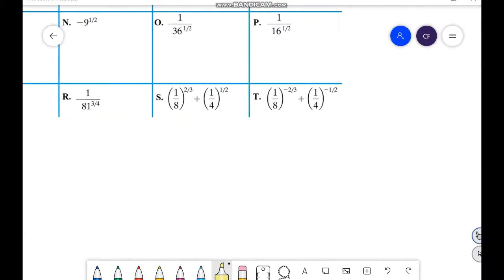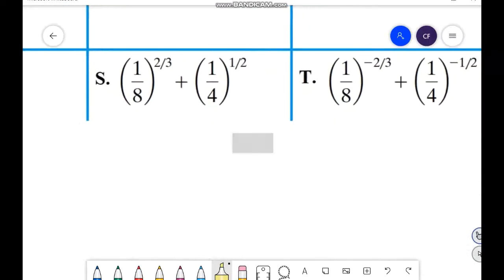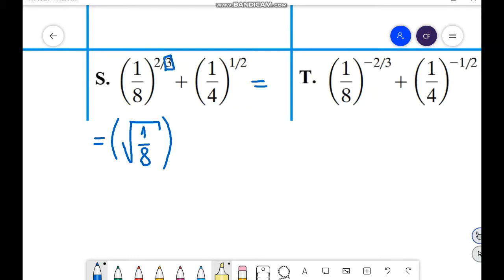Letter B. We have to apply the definition for each one, and then we add. Okay, so the first one, let's apply the definition. We can write down here 1 over 8. The denominator is the index of the root. The numerator is the exponent, right? On the other one, the same thing. 1 over 4. The index is 2. The exponent is 1.